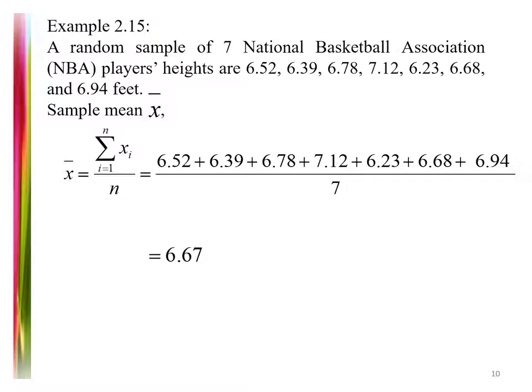Alright, in this example the random sample is 7 players' heights. So they are given here, 7 observations. First we have to calculate the sample average. That's why, as you know, for the mean absolute deviation calculation, summation of x minus x bar, you first have to calculate x bar and then divide by n. And also don't forget the absolute value. In this case, the average means the sum of all observations divided by n. So that should be equal to 6.67.